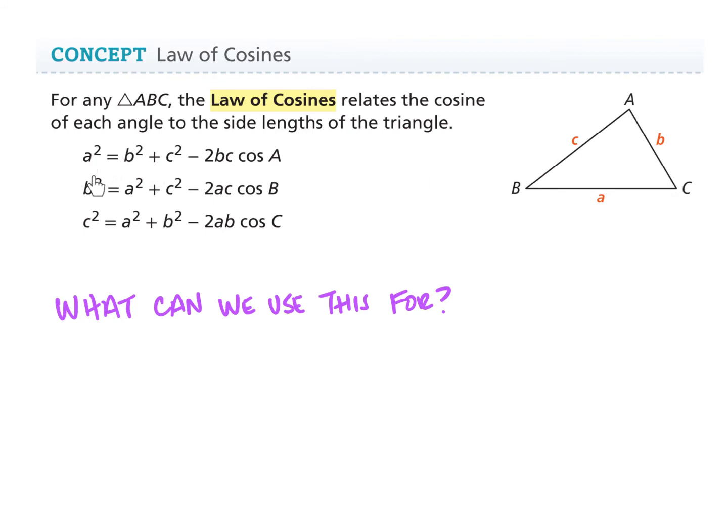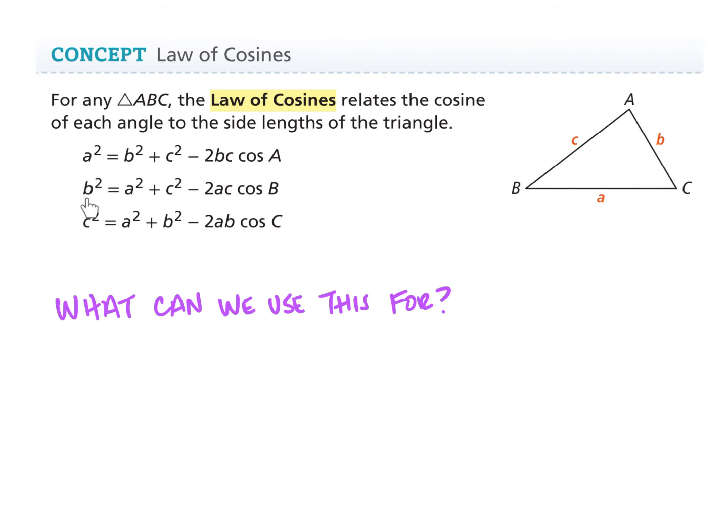The way I think of it is if I have side a all by itself over here where it says a squared, then these two spots will be for side length b and side length c. We'll have b squared and c squared added together, and then out here in front of the cosine, I'll have 2 times b times c. So when a is out here, b, c, b, c right here, and then the angle matches the a that's out here. So side length a out here means I'm going to have cosine of angle A here.